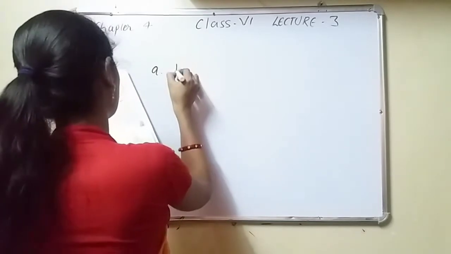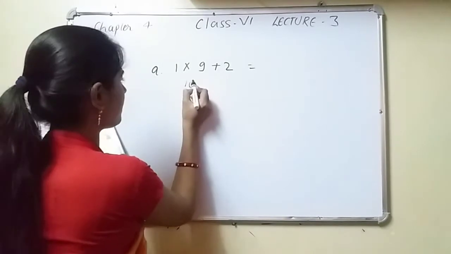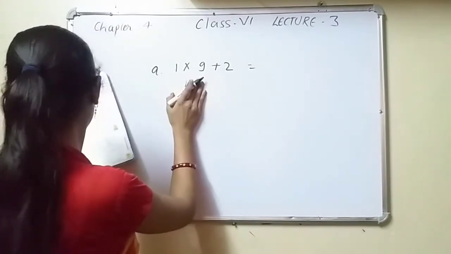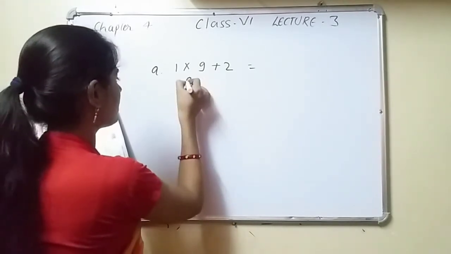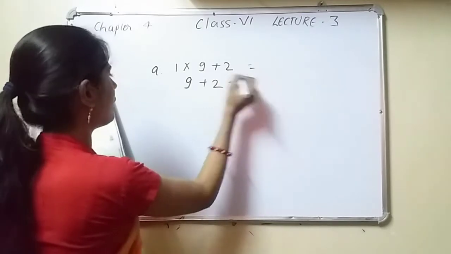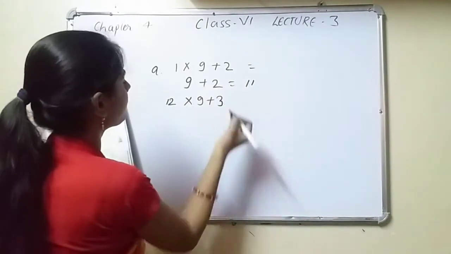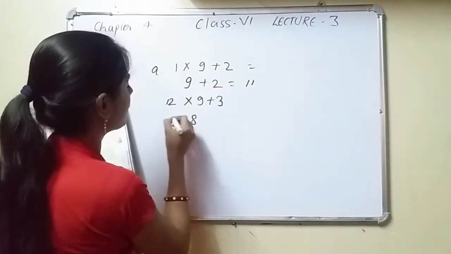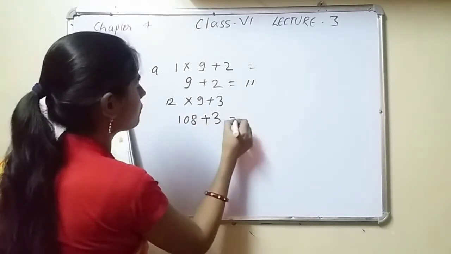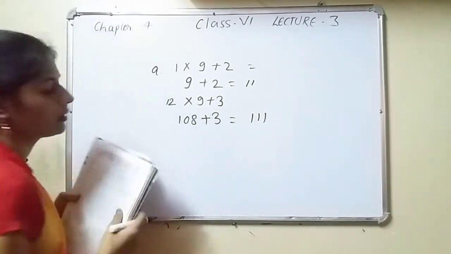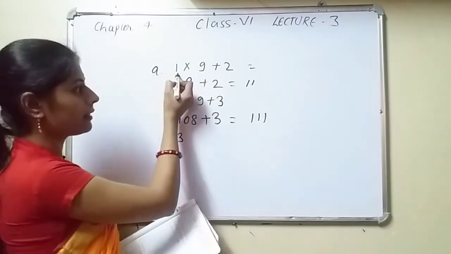Here it is given 1 into 9 plus 2 is equal to 11. 1 into 9, that is 9, plus 2 is equal to 11. Now see the second one, 12 into 9 plus 3 is equal to 111. Now see next, 123. It means here they are increasing one number.